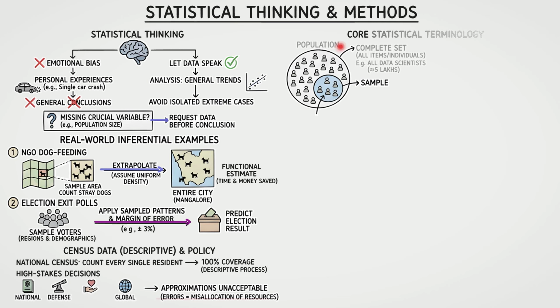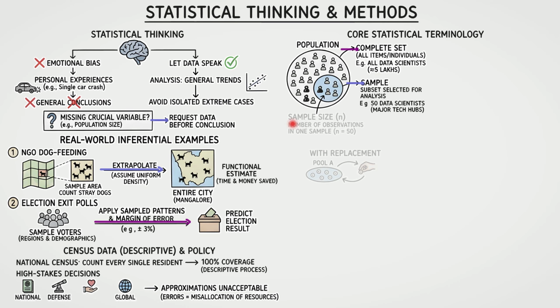To do this work, we need core statistical terminology. The population is the complete set of what we care about, like all 5 lakh data scientists in India. A sample, however, is just a subset selected for analysis, like 50 scientists from tech hubs. The number of observations in that sample is our sample size, n.